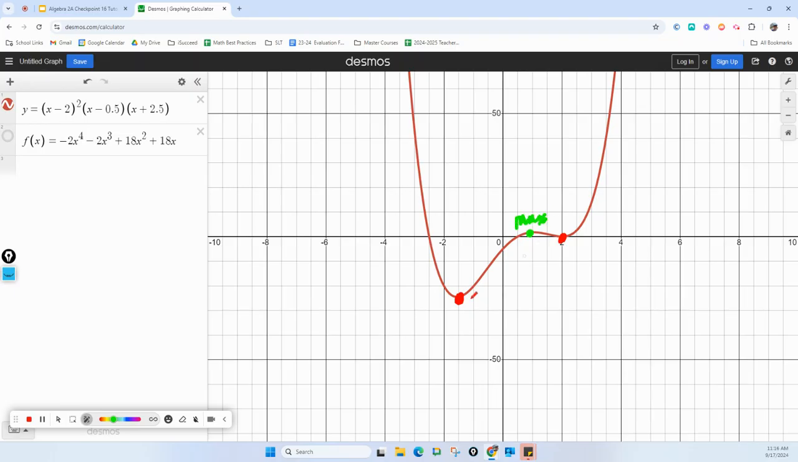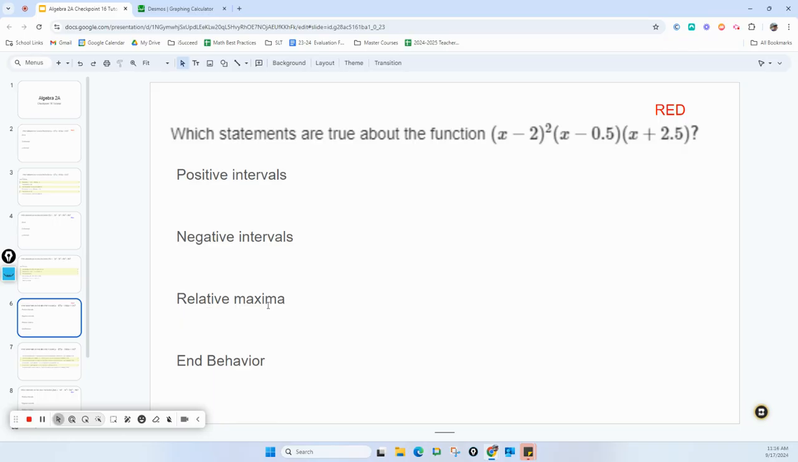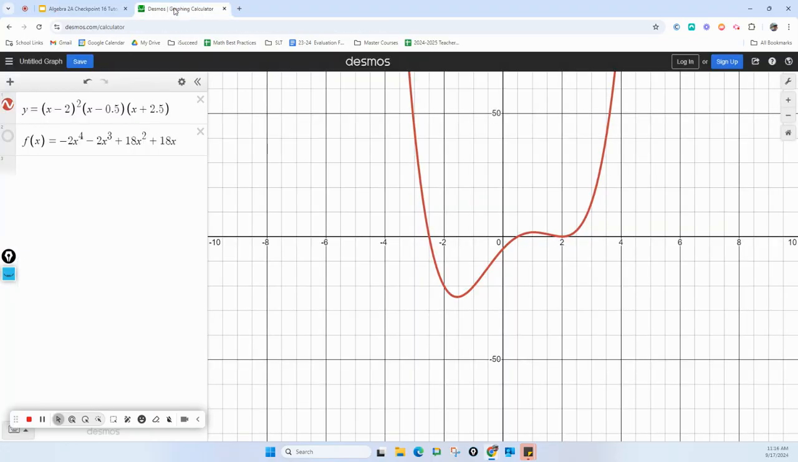So I have a max here, I have a minimum here, and then I have a minimum here. We're going to write those as coordinate pairs, and then that's how we identify the relative maxima. And now we're going to look at end behavior. I will say end behavior as a concept is quite simple, but mathematically, the way that it's written is kind of challenging.